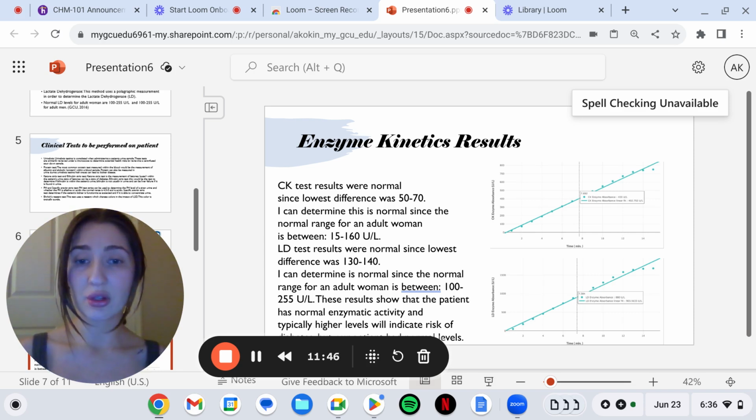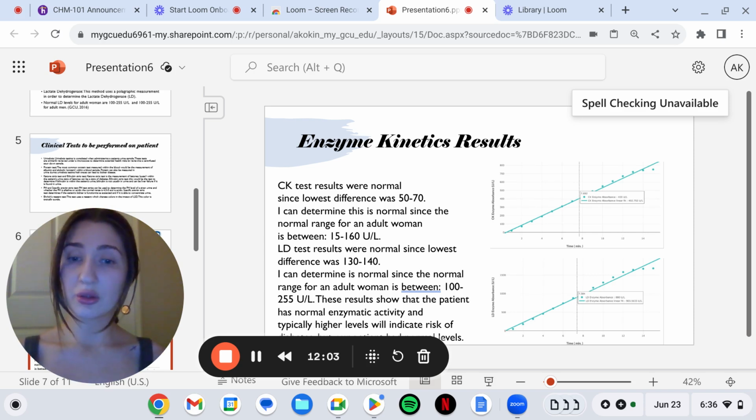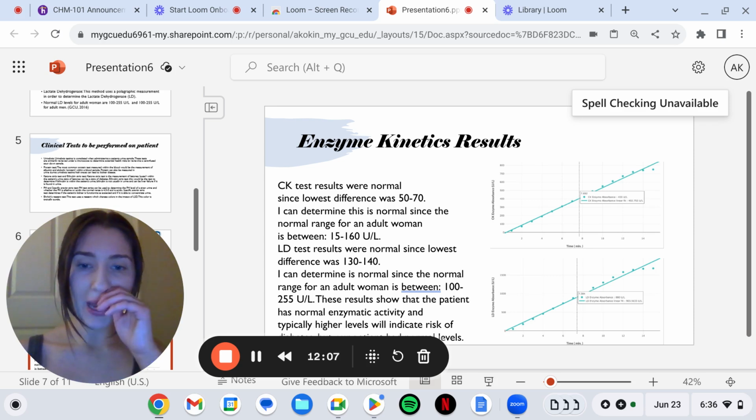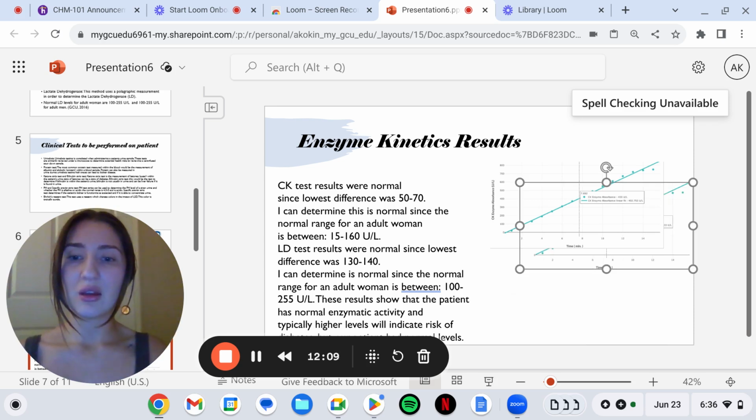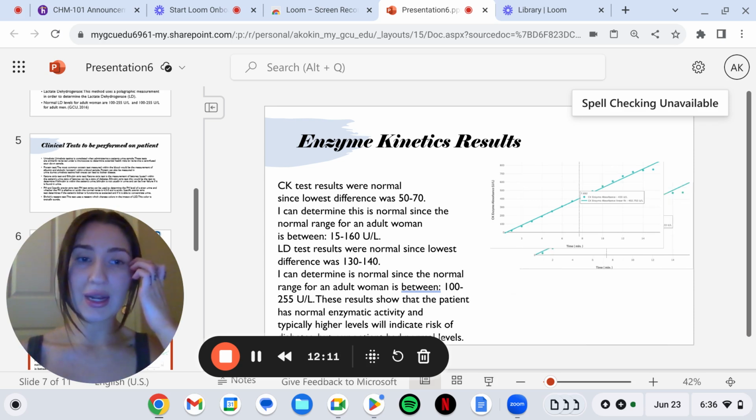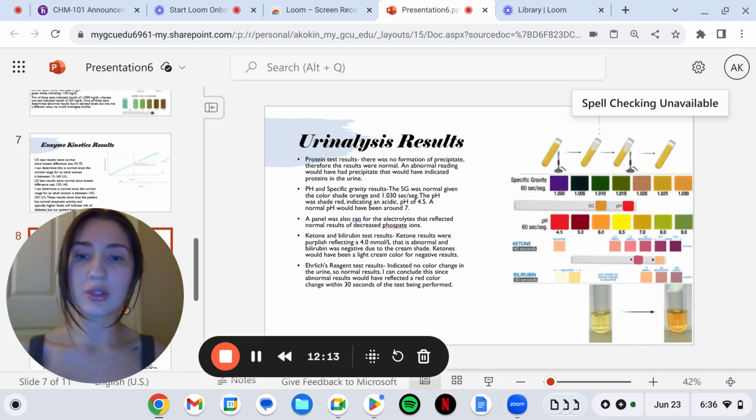The LD test results were normal since the lowest difference was 130 to 140. I can determine this is also normal for our patient X, as the normal range for an adult woman is 100 to 255 U/L. These results do conclude that our patient has normal enzymatic activity, and typically higher levels will indicate any risks with glucose.